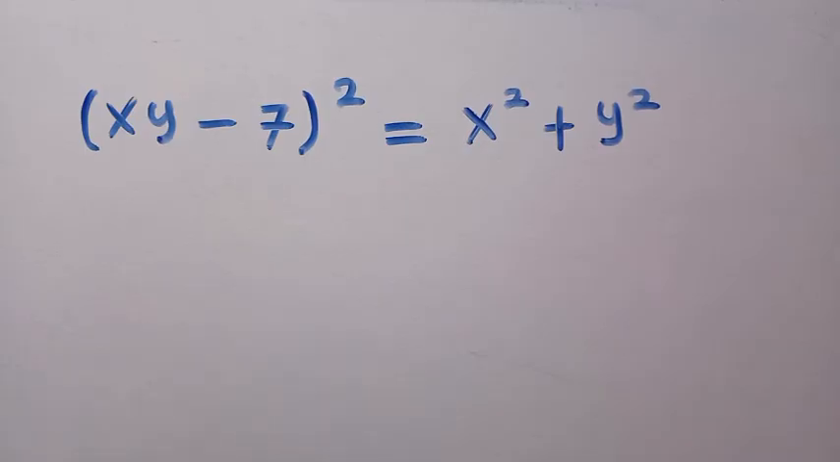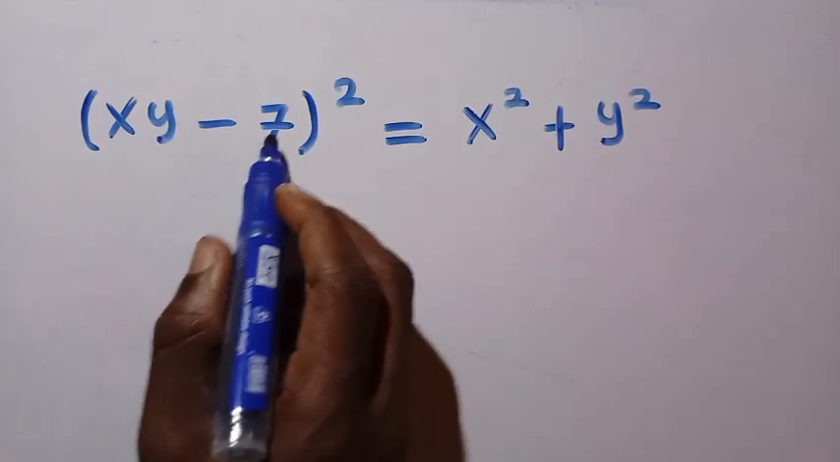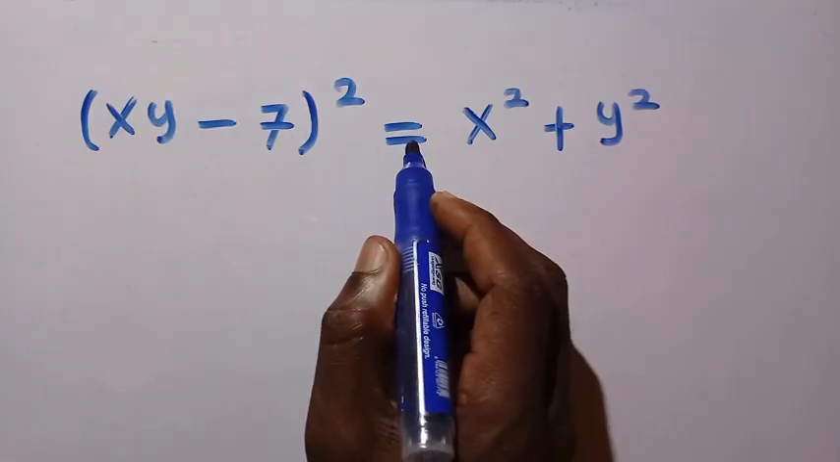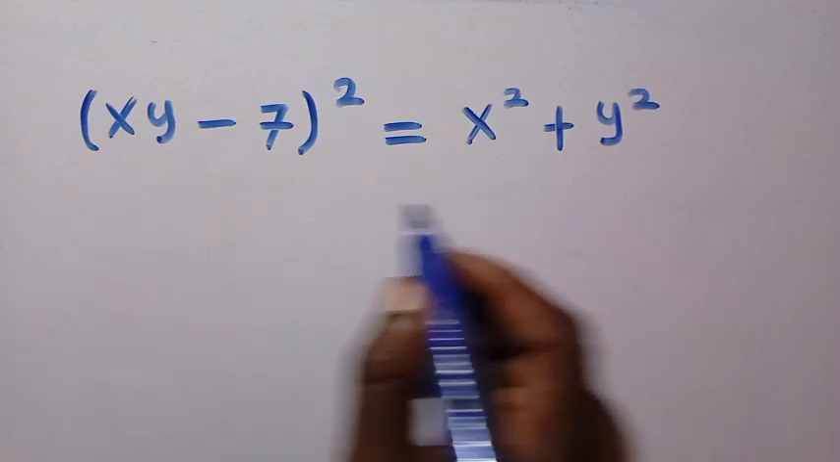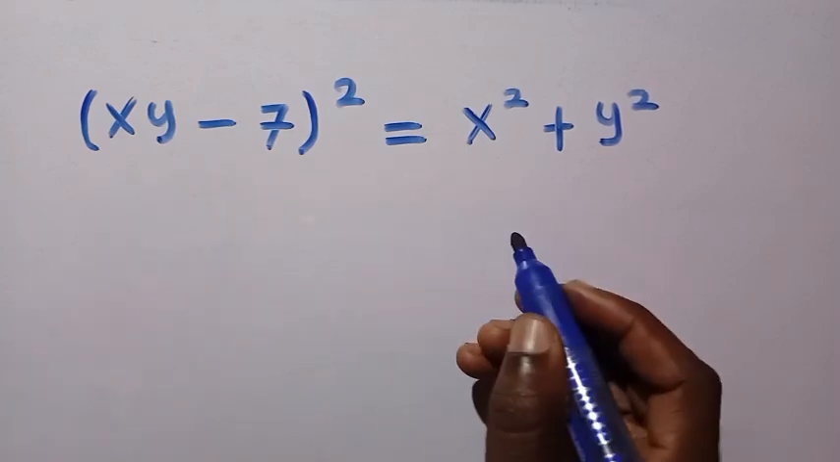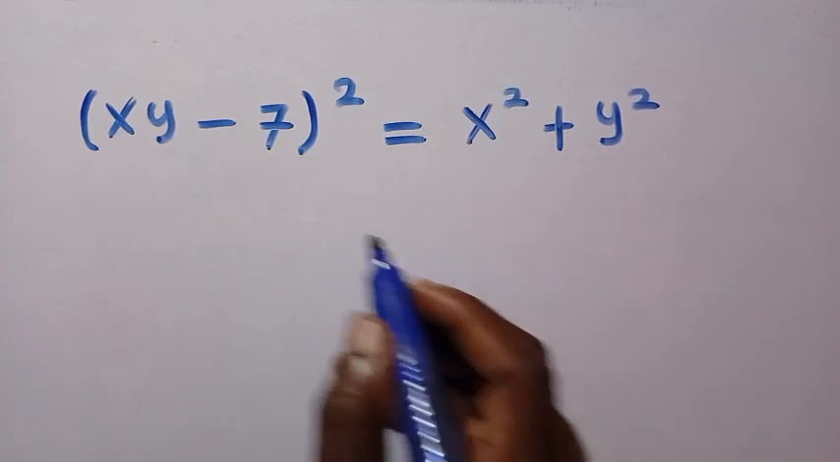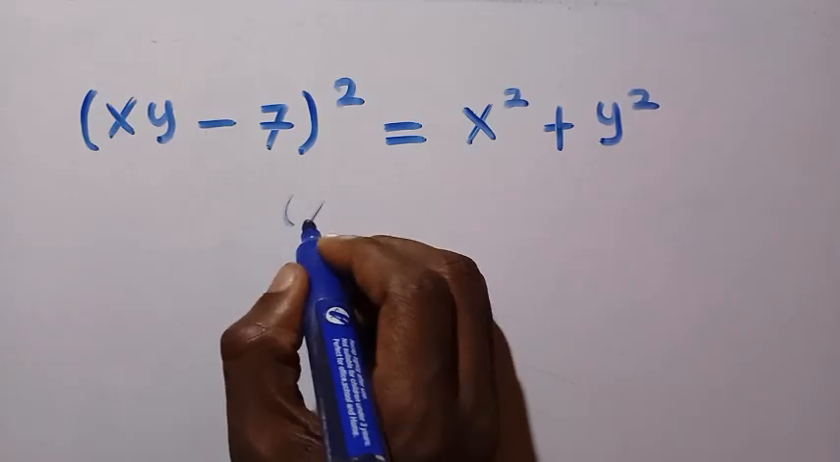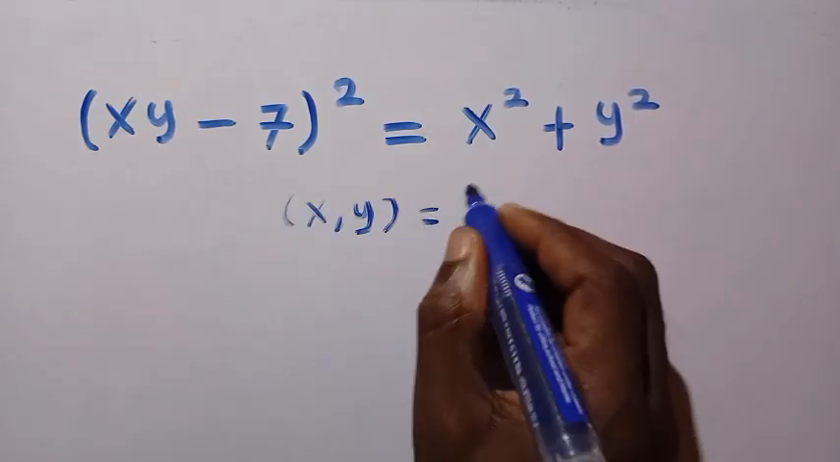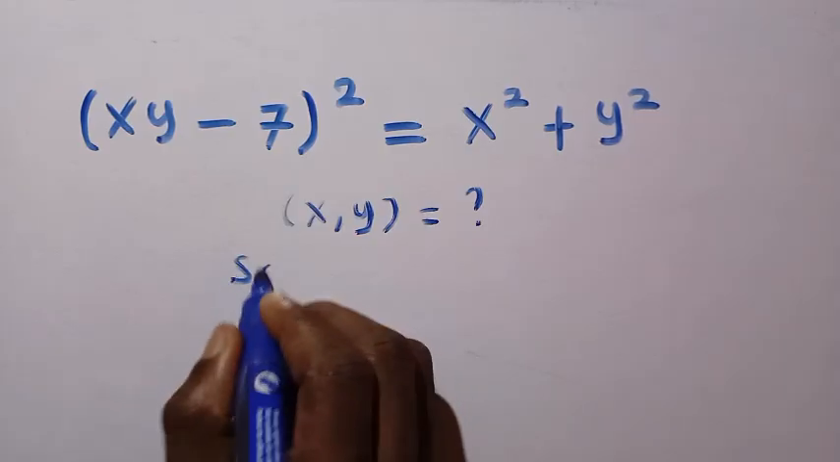Alright, let's get into it. We are given (xy − 7)² = x² + y². We are looking for the pairs of x and y that satisfy this, if x and y are members of the natural numbers. So let's see how we find all the pairs of x and y that we can deduce from this beautiful equation. We need x, y. So let's consider the solution from here.